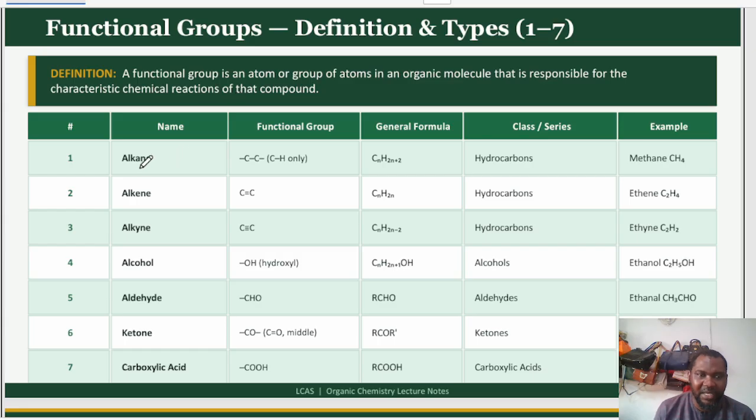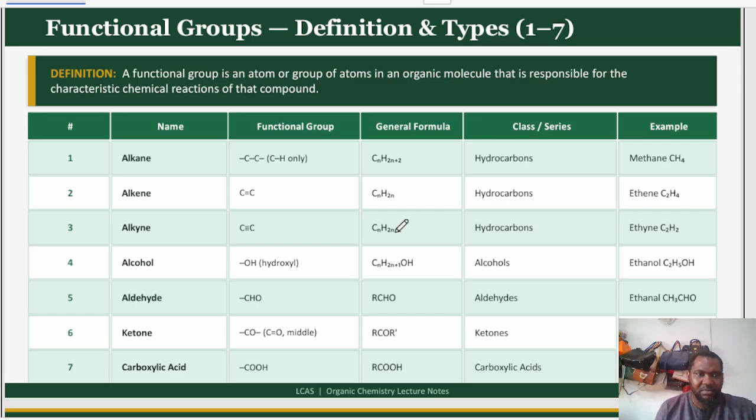We have alkanes, for example. Alkanes only have single bonds, only attached to hydrogens, and the general formula for alkane is CnH2n+2. They are hydrocarbons, and an example is methane, CH4. Later I'm going to be giving you examples of the families. For alkenes, the functional group is a double bond, and the formula for alkene is CnH2n. Like I said, I'm going to be showing you how to use that.